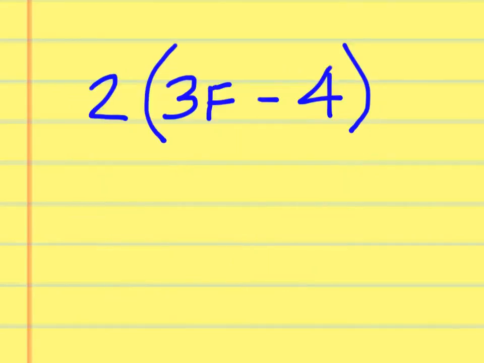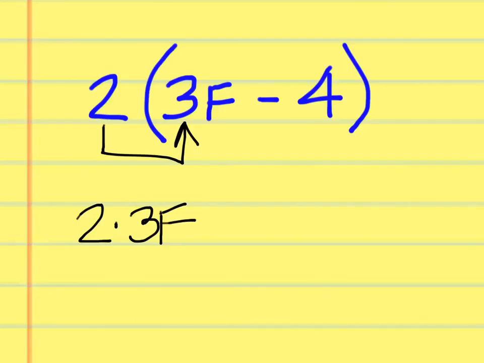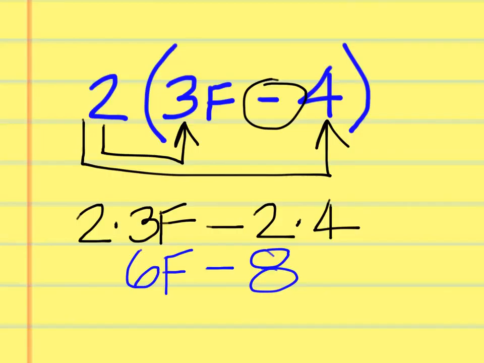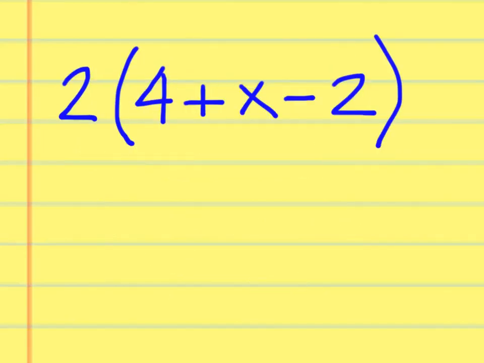2 times the quantity 3f minus 4. Multiply the 2 by the 3f. Keep your sign. And then multiply the 2 by the 4. 2 times 3f would give me how many f's? 6f, right. Minus 2 times 4, which is 8. 6f minus 8.